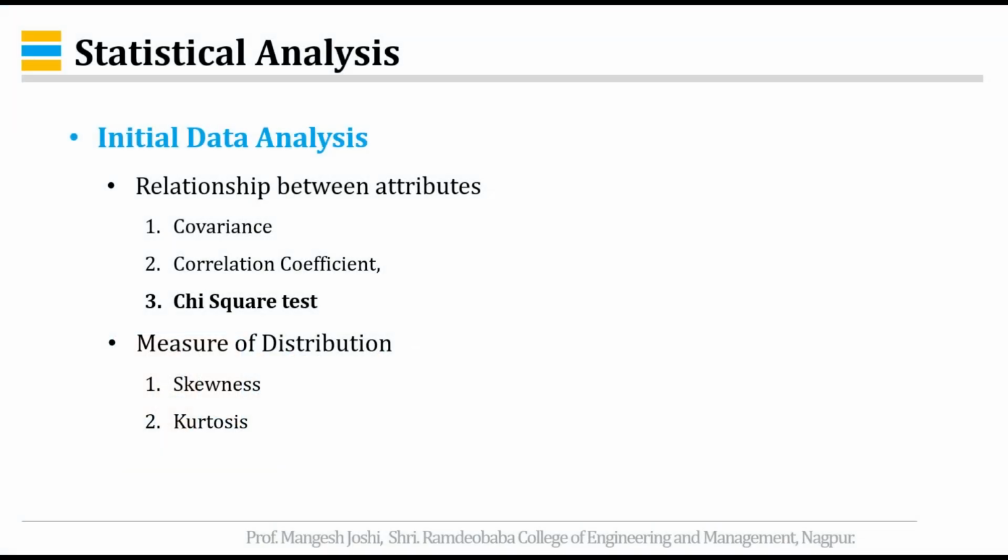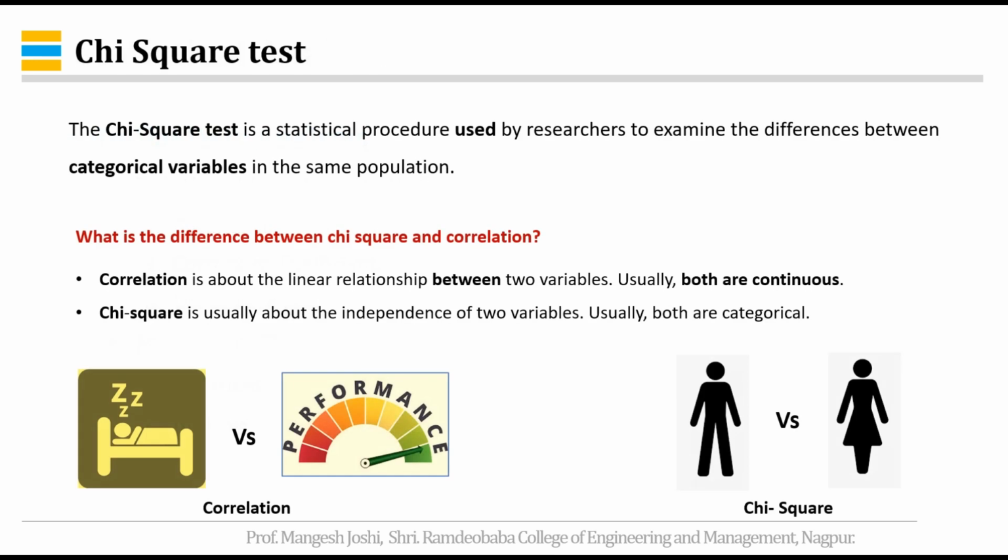So in this video, we will cover the chi-square test. A chi-square test is a statistical procedure used by researchers to examine the difference between categorical variables in the same population. In the previous video, we have seen the correlation coefficient.